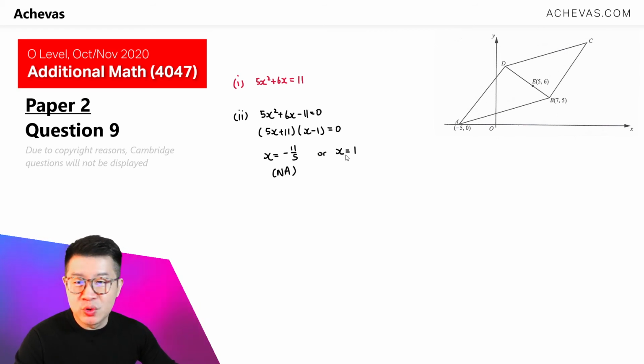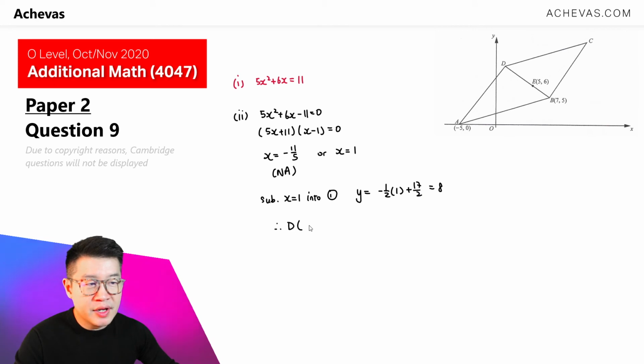So x is going to be equal to 1. We're going to substitute this back into the equation number 1 that we have found in part 1. So substituting x is equal to 1 into equation number 1, we have the y coordinate of D as minus half times x, which is 1, plus 17 over 2, and this is equal to 8, and therefore the coordinates of D is equal to (1, 8).